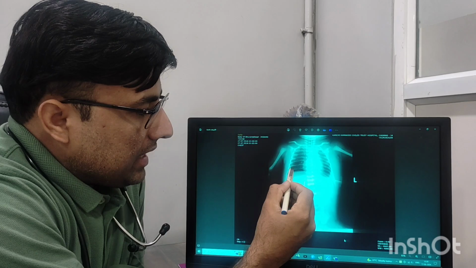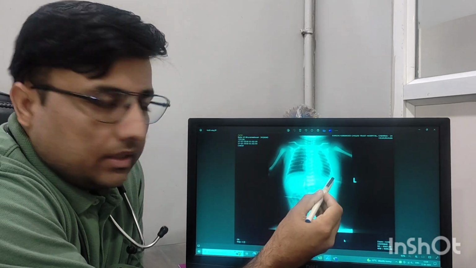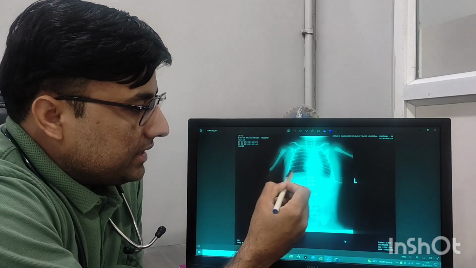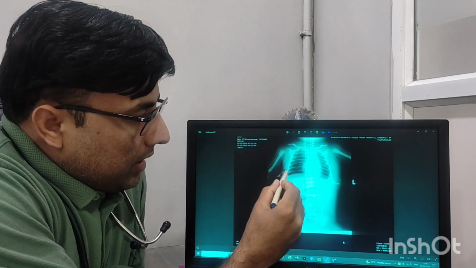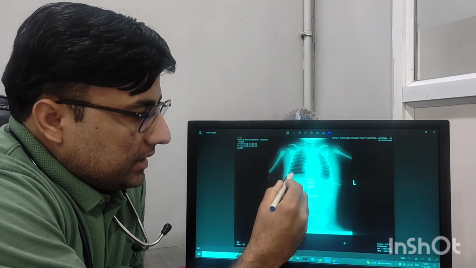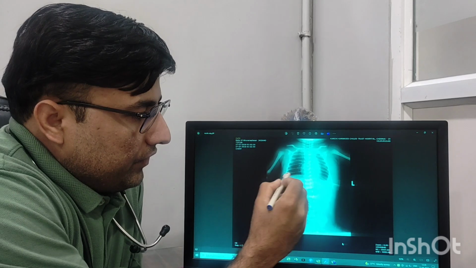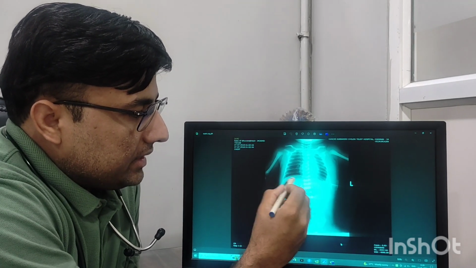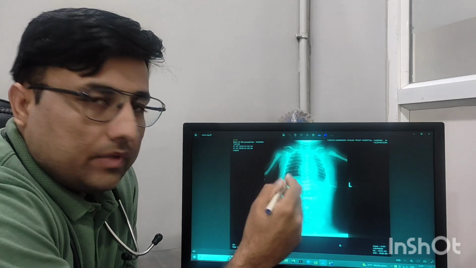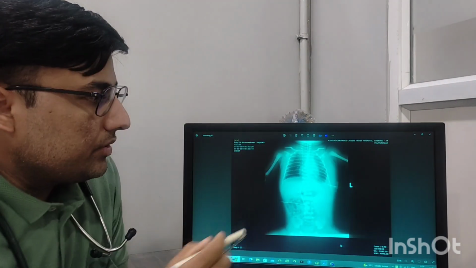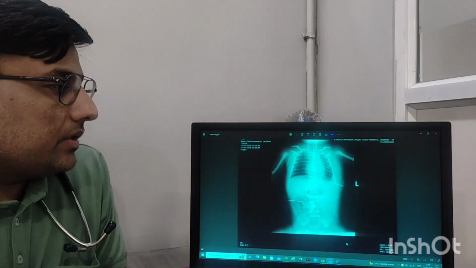Okay. Then the diaphragm will be dome like. The right side will be higher than the left side. But if hyperinflation is there, then the diaphragm will become flat. So in hyperinflation, the diaphragm will become flat, and the expansion will become 9 to 10 spaces. So these are the angles we have to see.